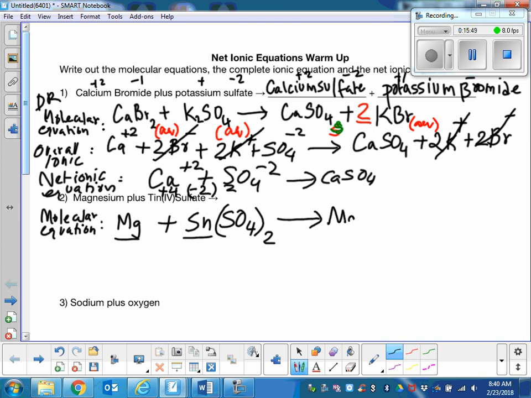So I will get magnesium sulfate. Why do I write MgSO4? Why do I not write MgSO4 within brackets and a 2? Well, you wrote it like that on the other side. Why are you writing it like this on this side? Why?